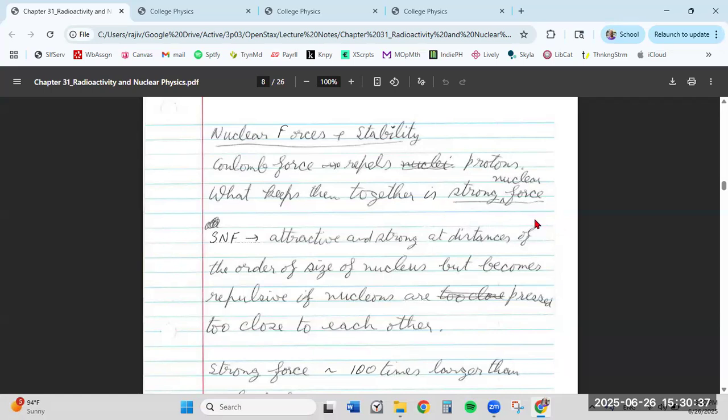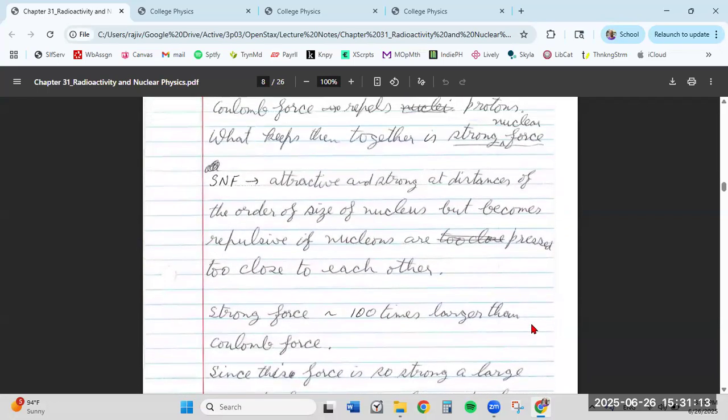A strong nuclear force is an attractive force, and it acts between nucleons. So due to the strong force, a proton would attract a proton, a proton would attract a neutron, and a neutron would attract a neutron, and a neutron would attract a proton. So all of the nucleons attract each other because of this strong nuclear force.